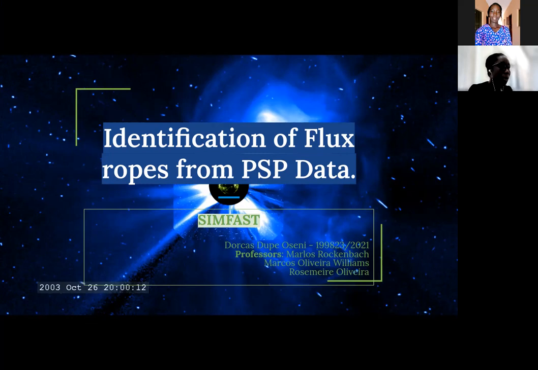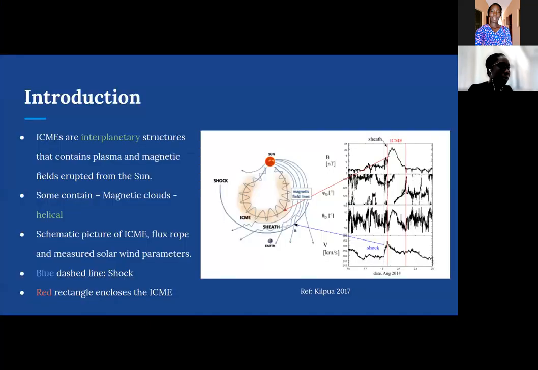Today, I'll be talking about identification of flux rope from Parker Solar Probe data. Interplanetary coronal mass ejections are known as large-scale structures that contain plasma and magnetic fields that erupt from the sun. They are observed in situ in the interplanetary medium, and they have been proven to be connected with CMEs that are observed on the solar disk.